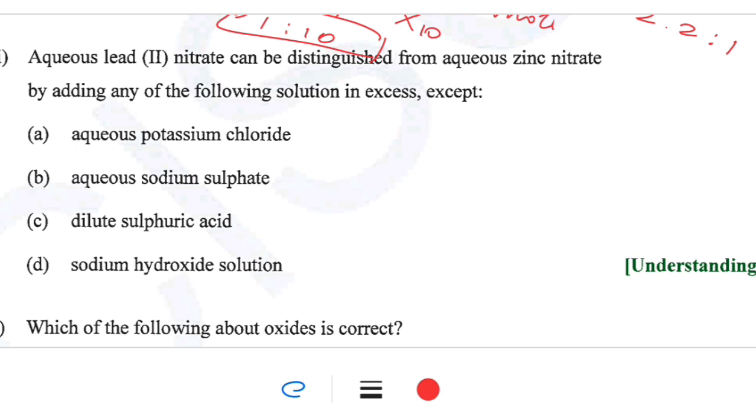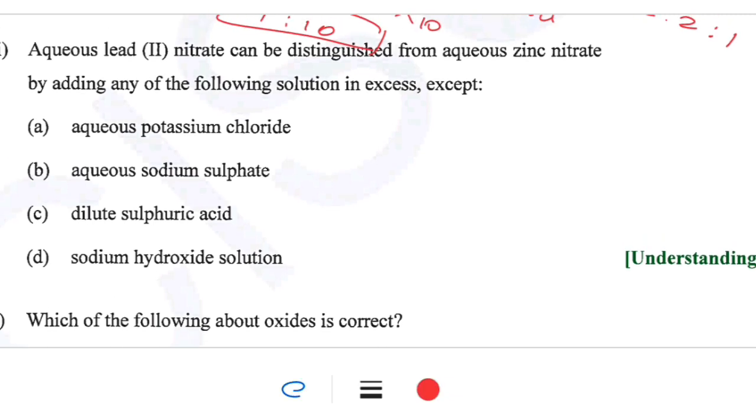Aqueous lead 2 nitrate can be distinguished from aqueous zinc nitrate by adding any of the following solutions in excess, except: aqueous potassium chloride, aqueous sodium sulfate, dilute sulfuric acid, sodium hydroxide solution. So we are differentiating between lead nitrate and zinc nitrate, and which is the proper solution that is going to distinguish between these two? So obviously here sodium hydroxide is the correct answer. Option D is going to be the correct answer over here.